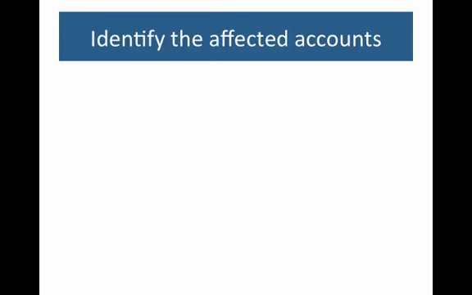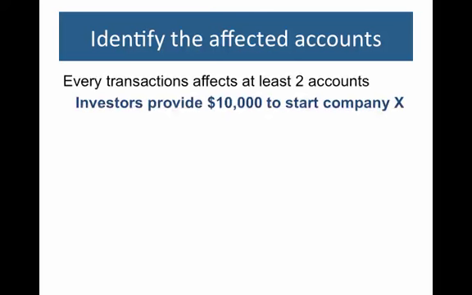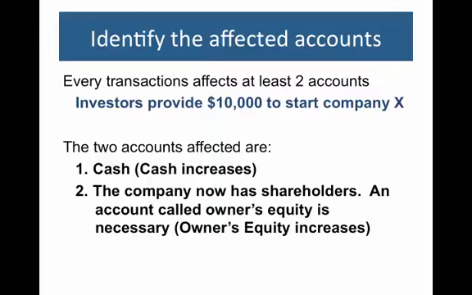The next thing we do is look at what are the accounts that are affected in a transaction. Every transaction has two accounts as a minimum. Sometimes there's more, but there always has to be two. So here's an example. Let's say that investors provide $10,000 to start company X. What are the affected accounts? The first one is cash. They gave you $10,000, so cash goes up by $10,000 for the company. The company also now has shareholders. So we have an account called owner's equity, and owner's equity is increased by that same $10,000.